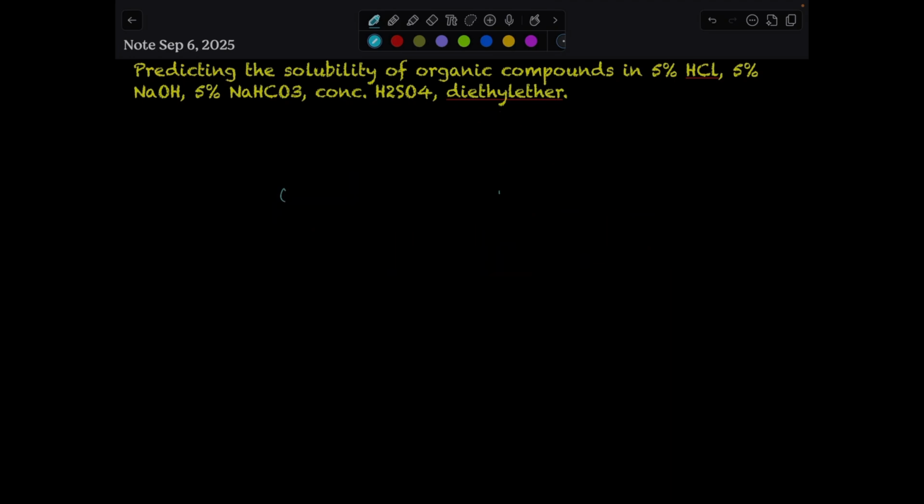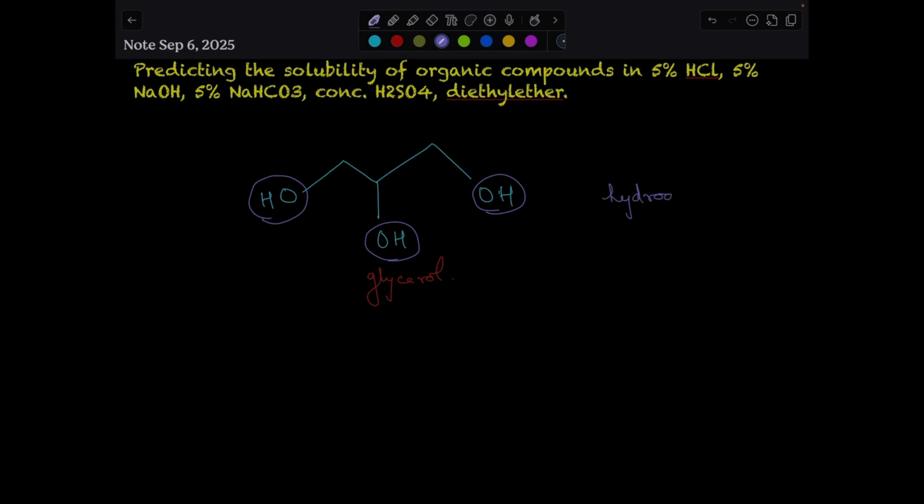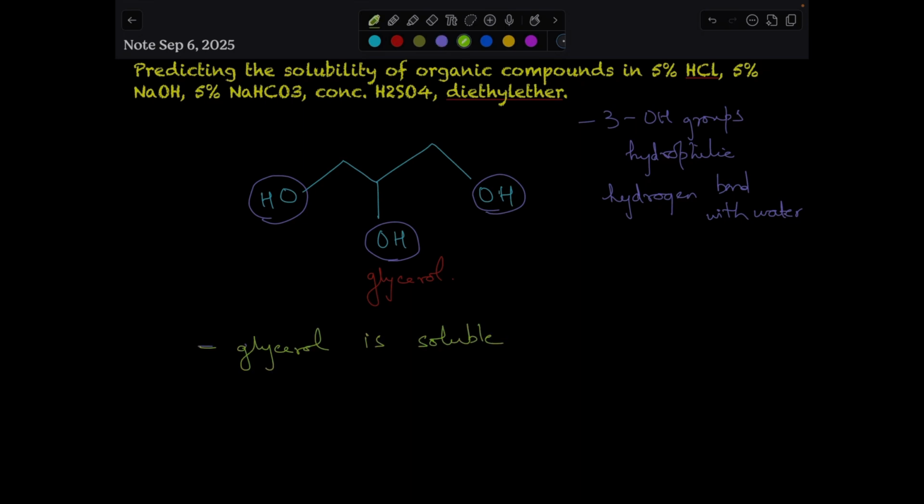Let's take the first compound, glycerol. Now, glycerol has 3 OH groups, and these OH groups can form hydrogen bonds with water. So it has 3 OH groups which are hydrophilic. They can form hydrogen bonds with water, and so glycerol is soluble in water. And if it is soluble in water, it will also be soluble in HCl, NaOH, and NaHCO3, which are dilute solutions in water.